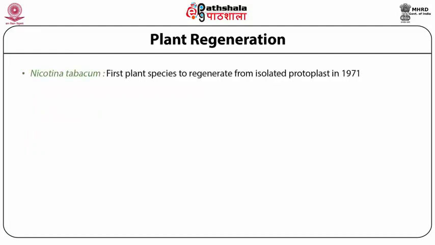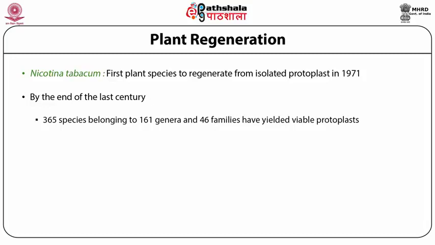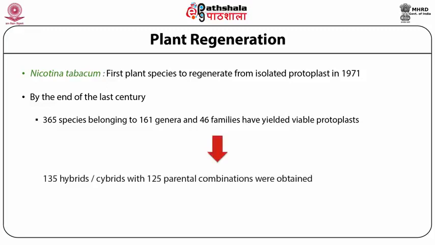Nicotiana tabacum was the first plant species which was regenerated from protoplast, way back in 1971. By the end of the last century, there were 365 species belonging to 161 genera and 46 families that have yielded viable protoplasts and plants thereafter. We have 135 hybrids with 125 different parental combinations. This shows you that it is not restricted to one genus. There is a large number of species from which we have been successful till date, and there will be many more where we don't have methods today, but with more research we can get protoplasts as well as viable hybrids.